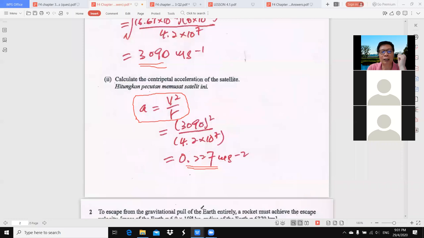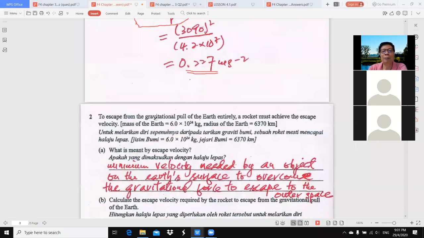Okay, question number two. To escape from the gravitational pull of the Earth entirely, a rocket must achieve the escape velocity. I told you just now, escape velocity is very important. You must achieve a minimum speed, the escape velocity. The mass of the Earth and radius of the Earth are given.